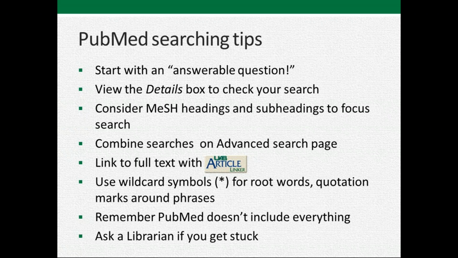Link to the full text using the UAB article linker. You can use wildcard symbols for truncating root words, using an asterisk, and quotation marks around phrases to force it to look for a phrase.